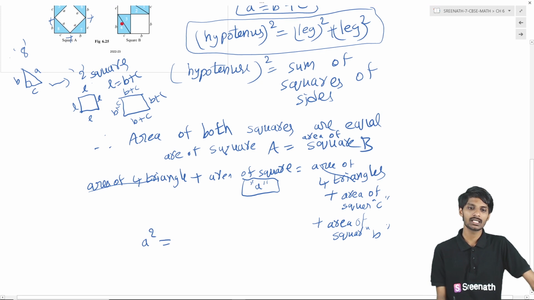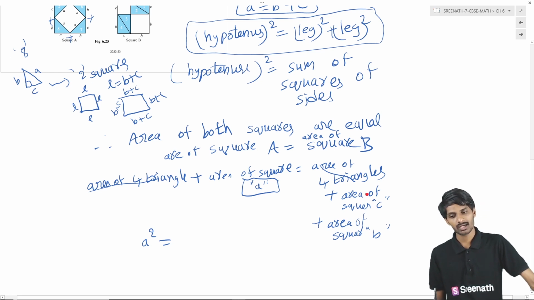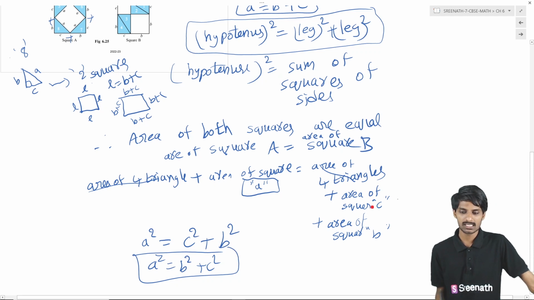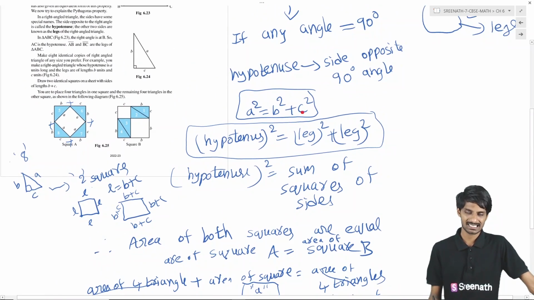That is equal to, in this case, you have two squares. One square has side length C, so its area is C square, plus another square with side length B, so B square. So finally A square equals B square plus C square, we have proved it. So this is the hypotenuse theorem we have discussed here.